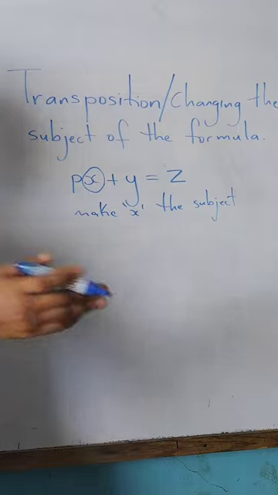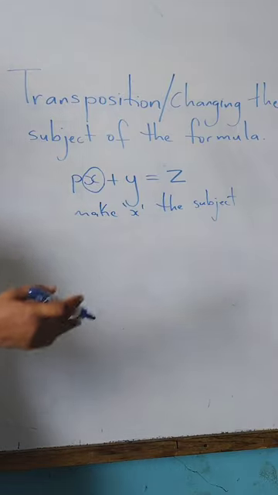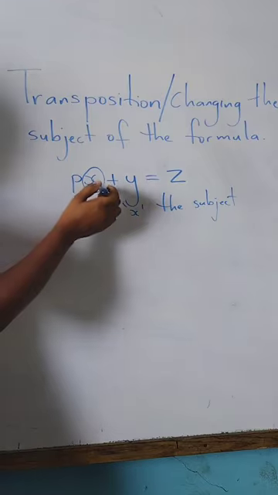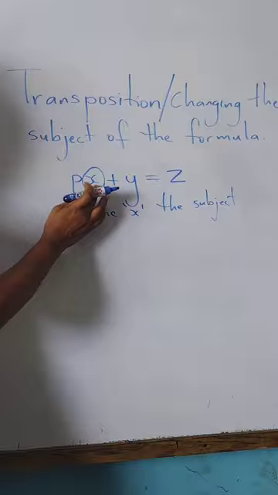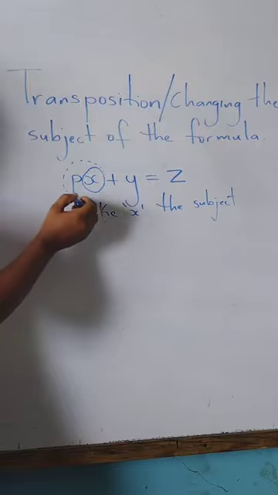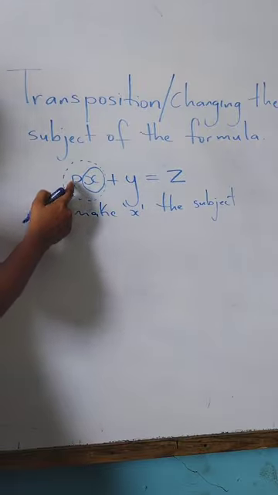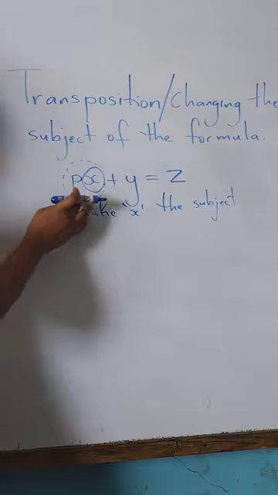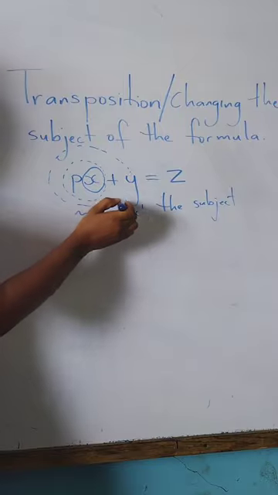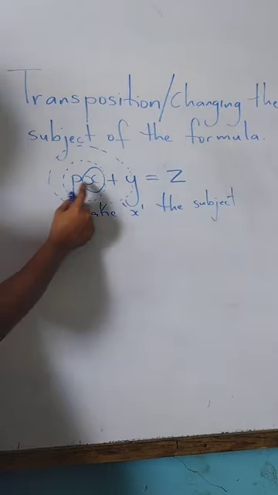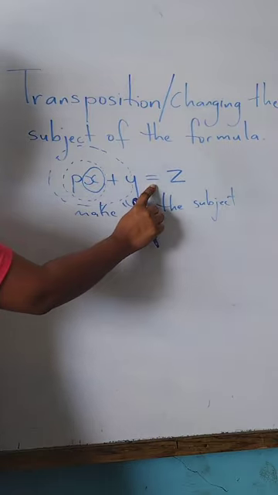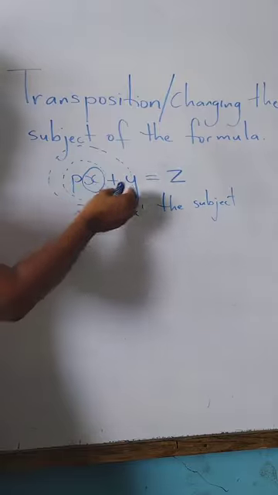I have a method I call the onion method, and I've heard it before, so it's not mine. I want x to be the subject, and this is the core. I'm looking at what is the first thing on the core. The first thing on the core is p. So this is my first ring around my core. The next ring would be y. These are the two rings around x, because this z is on the other side of the equal sign, so it's not a part of the onion over here.